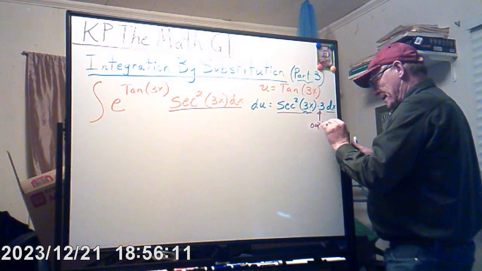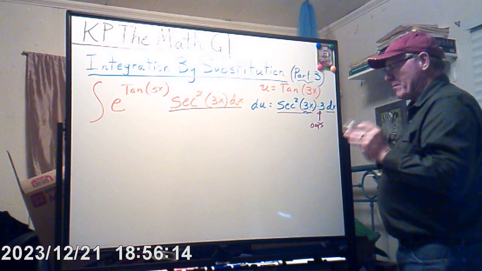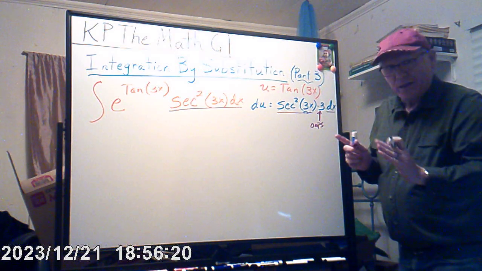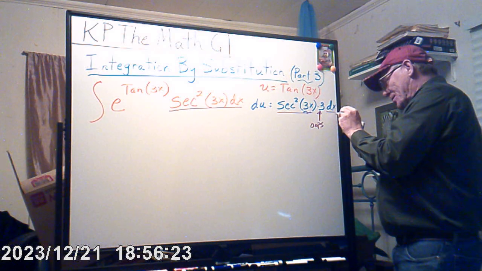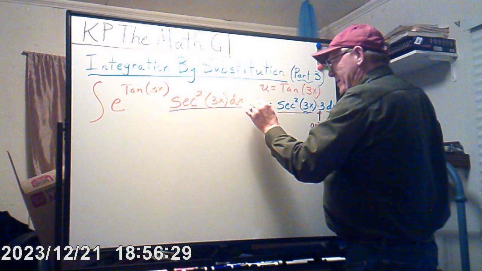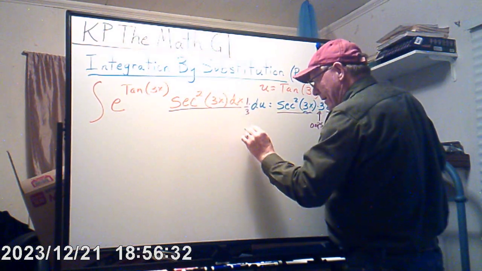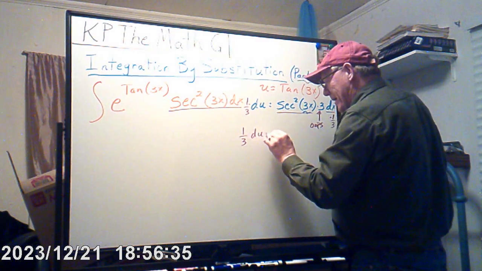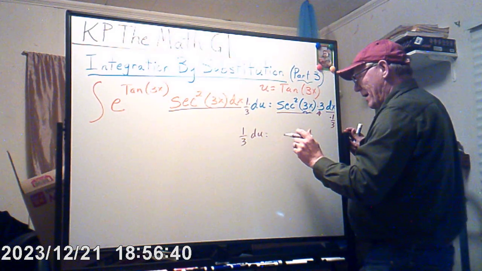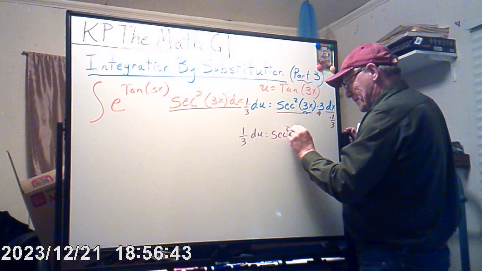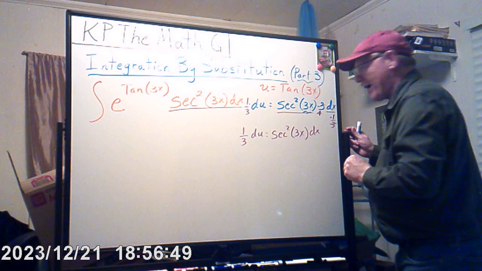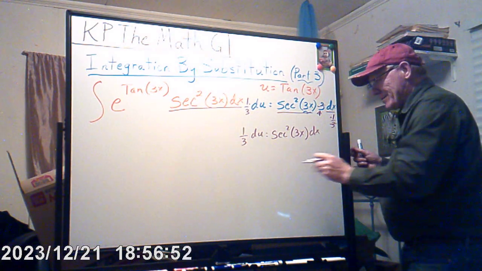Oops. I have too much. But remember, oh yes, remember, we can multiply both sides by 1/3 and get rid of this here. So, if I multiply this times 1/3 and this side times 1/3, I have 1/3 du is equal to, now watch this, secant squared 3x dx, because see these 3's are going to divide out. And I got my 1/3 over here.